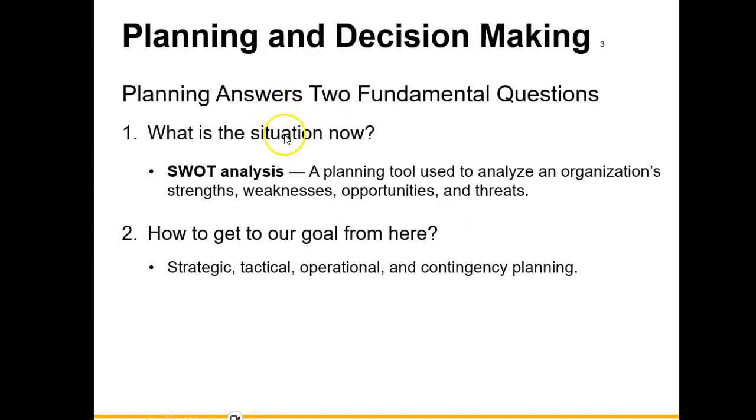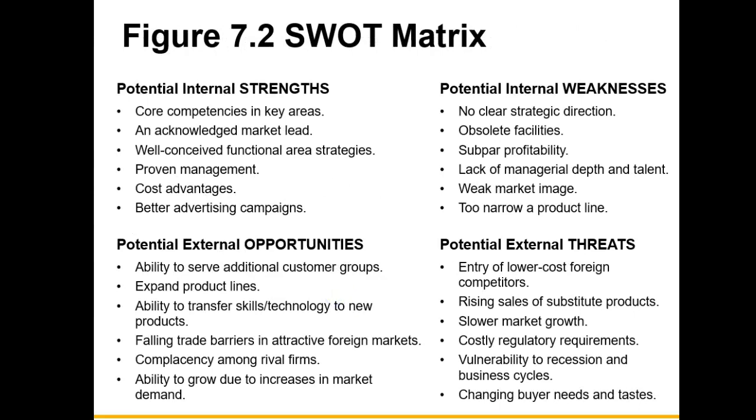Now, to go from here to here, there had to be planning. There's strategic planning, tactical planning, operational planning, and contingency planning. Let's take a look at these different types of planning.